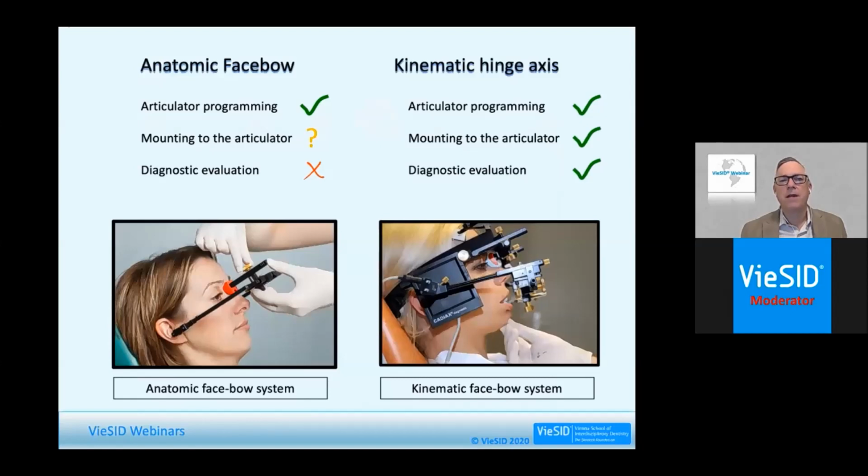In the left diagram, you see the anatomic facebow, which allows us to program our articulators. The mounting to the articulator is not quite accurate, and it's a little suspect in diagnostic evaluation, especially in verticalization. True kinematic hinge axis facebow, however, allows us to accurately program our articulator, mount on the articulator accurately, and undergo our diagnostic evaluation, again, particularly in verticalization cases.